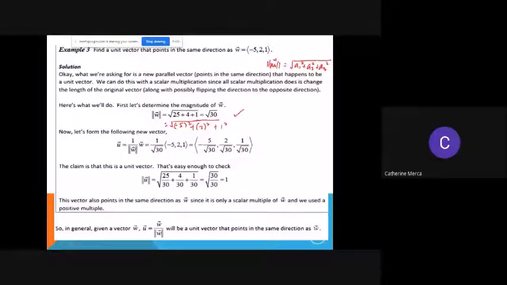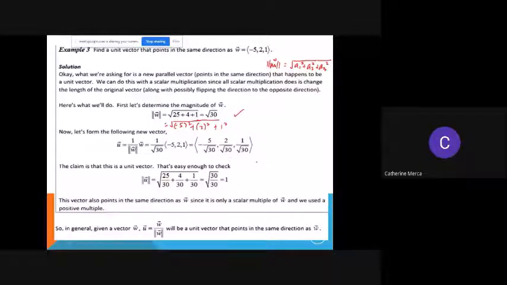And the unit vector is defined as u equals 1 over the magnitude of W times the vector W. So 1 over the square root of 30, the magnitude, times the vector W, which is negative 5, 2, 1. So we have negative 5 over square root of 30, 2 over square root of 30, 1 over square root of 30.